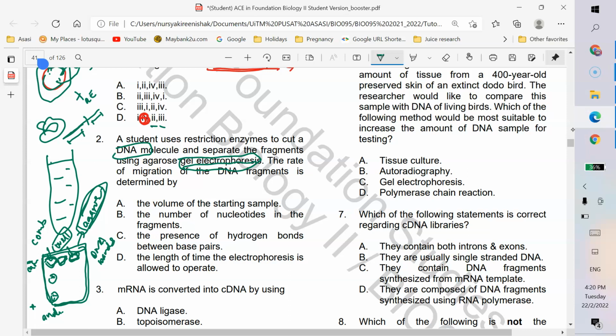A student uses restriction enzyme to cut a DNA molecule and separates the fragments using agarose gel electrophoresis. When you run the gel, you put it in a tank immersed with buffer. The buffer helps the flow of current and the DNA during the gel electrophoresis process. So the rate of migration of DNA fragment is determined by the volume of the starting sample, no, not that. The number of nucleotides in the fragment.